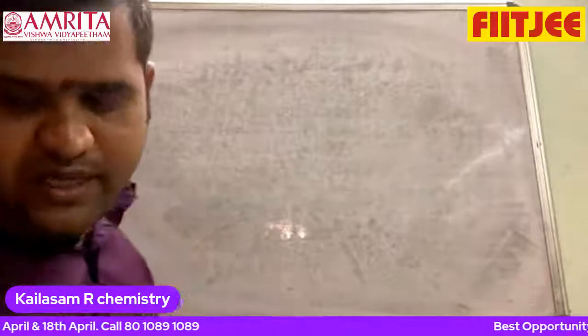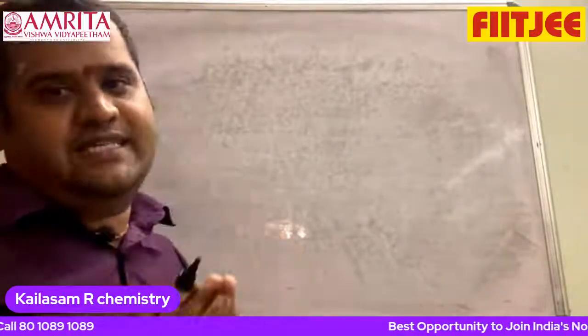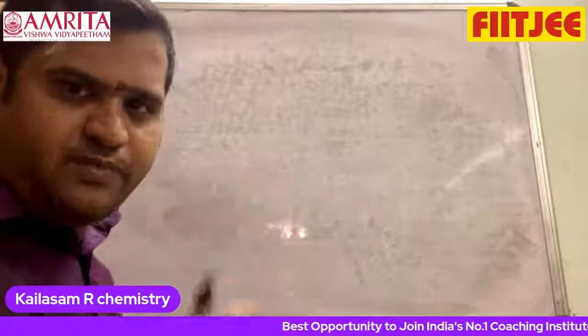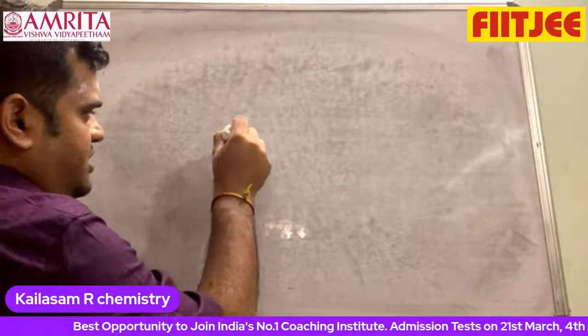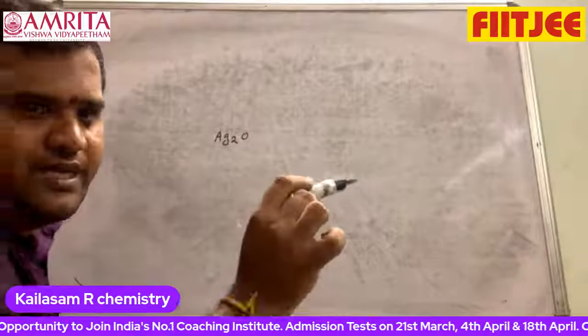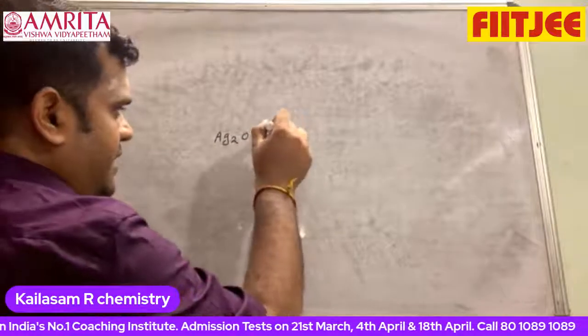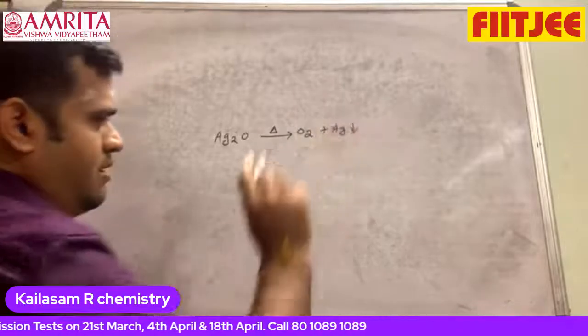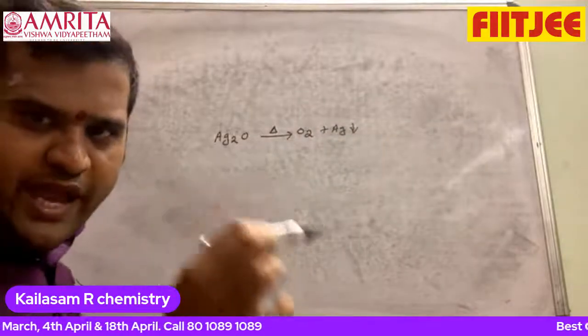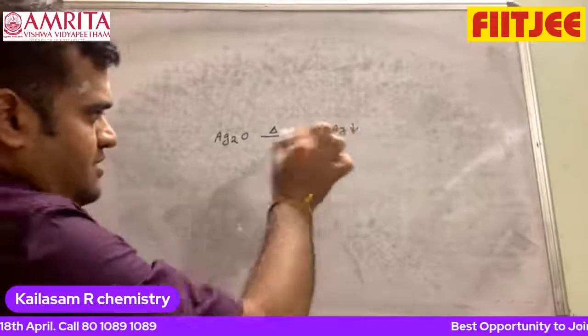Now, how to prepare oxygen generally? Very simple. When I take Ag2O, a lower reactive metal oxide, on heating it liberates O2 gas plus Ag. Low reactive metal oxides on heating produce oxygen gas.